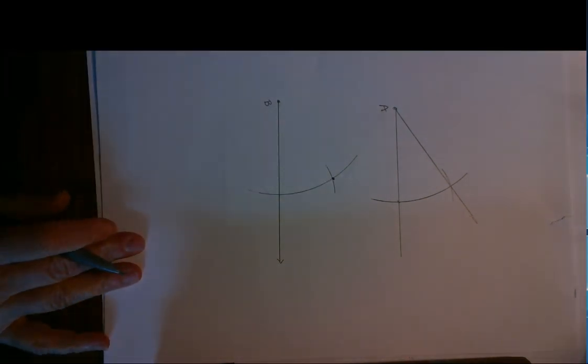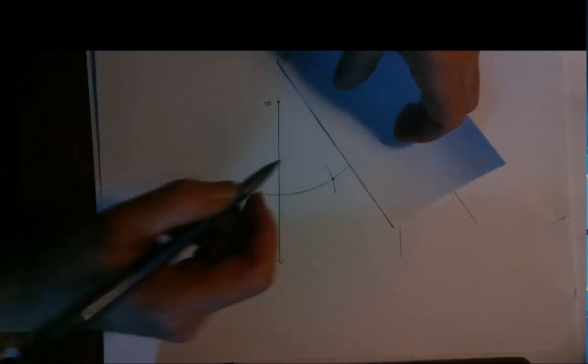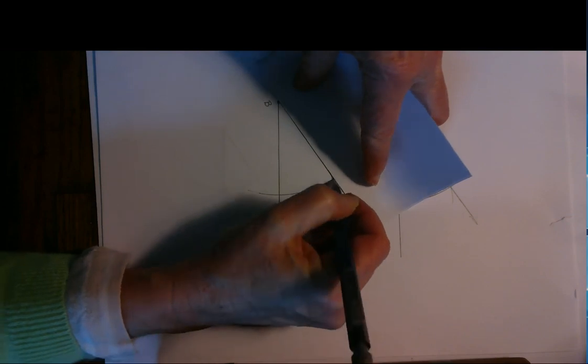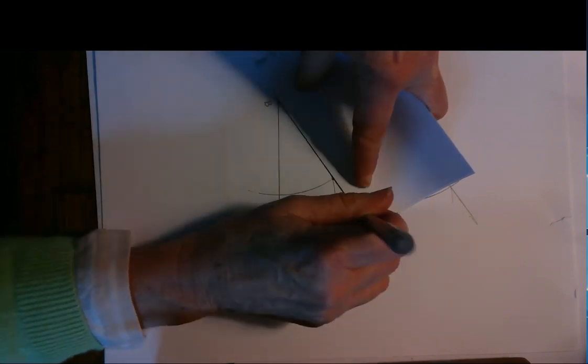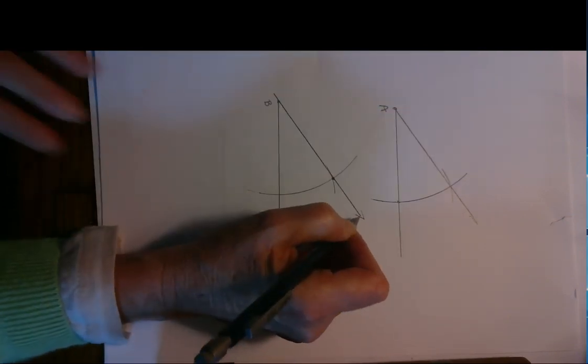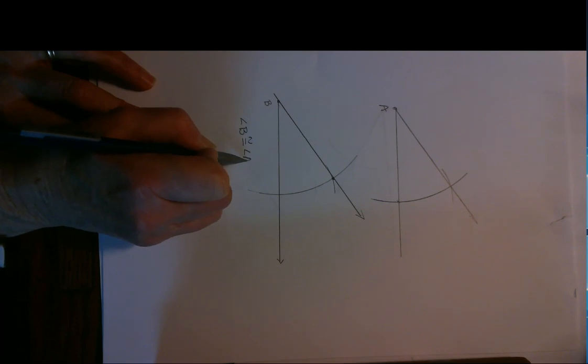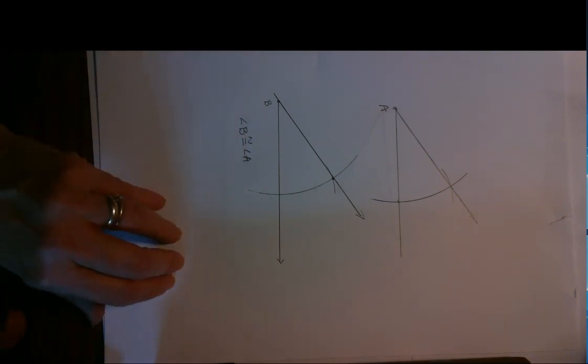That's what I want. I'm going to connect that point to the endpoint of my ray using my straight edge. And what should be true is that angle B that I drew should be congruent to the given angle A.